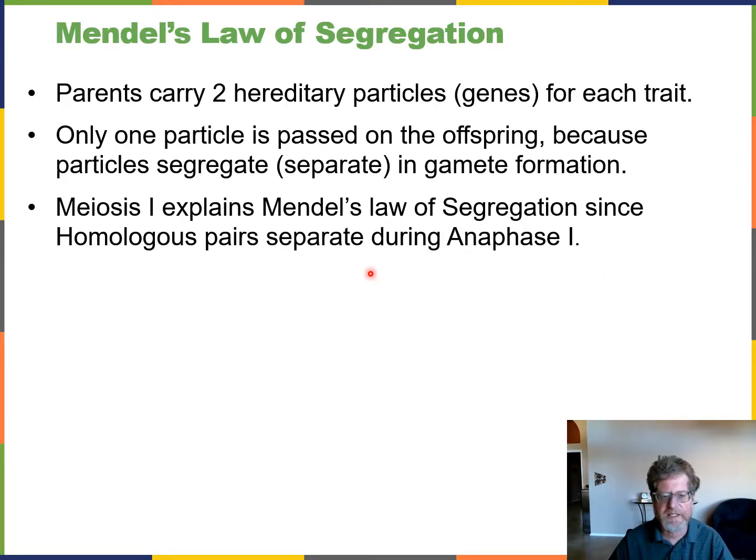Mendel's law of segregation. So this is just based on meiosis, that parents carry 2 hereditary particles, genes. We have 2 copies of every gene, 1 from mom, 1 from dad, carried on homologous chromosomes. But only 1 particle is passed on to the offspring because particles separate in gamete formation. So segregation just means separate. And we now know that meiosis 1 explains the law of segregation. That's when homologous chromosomes come together and then they separate.